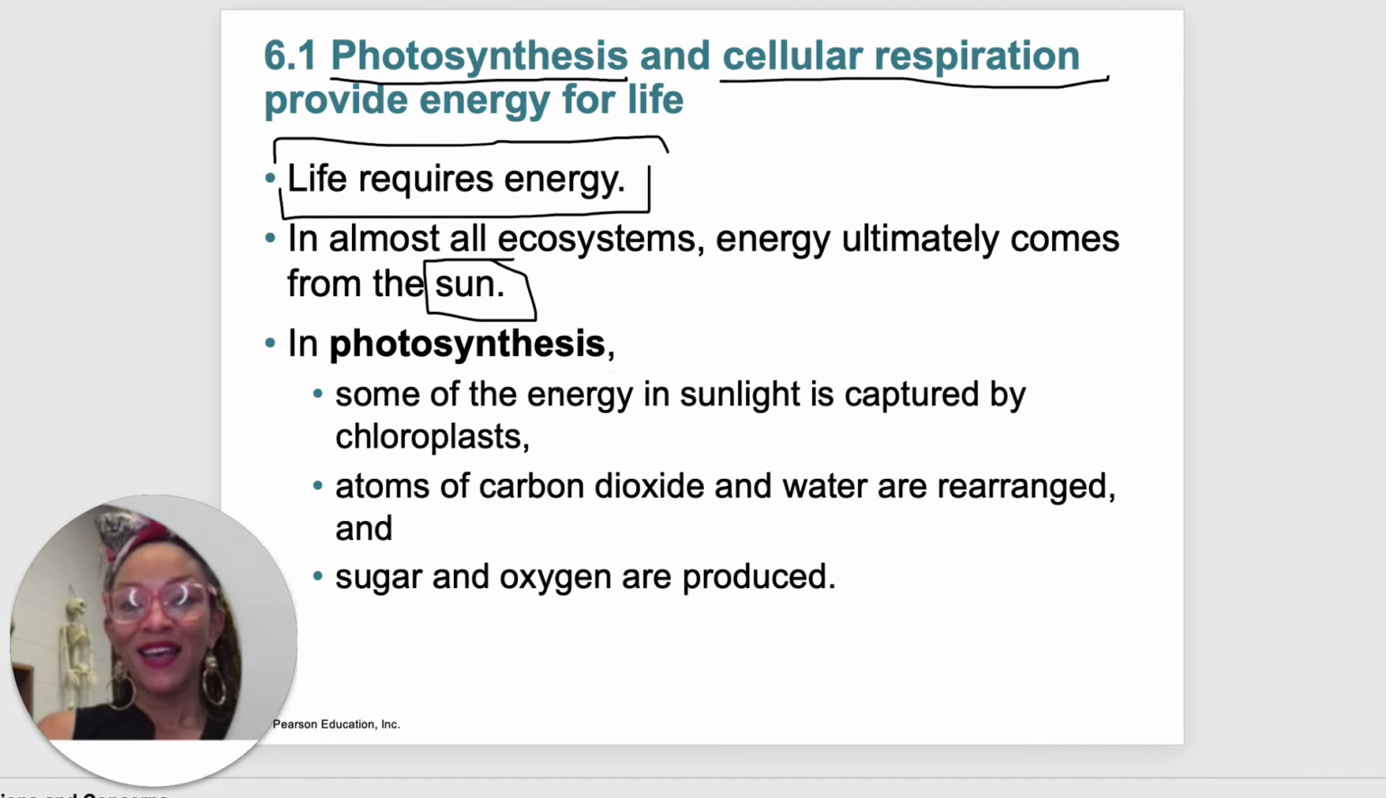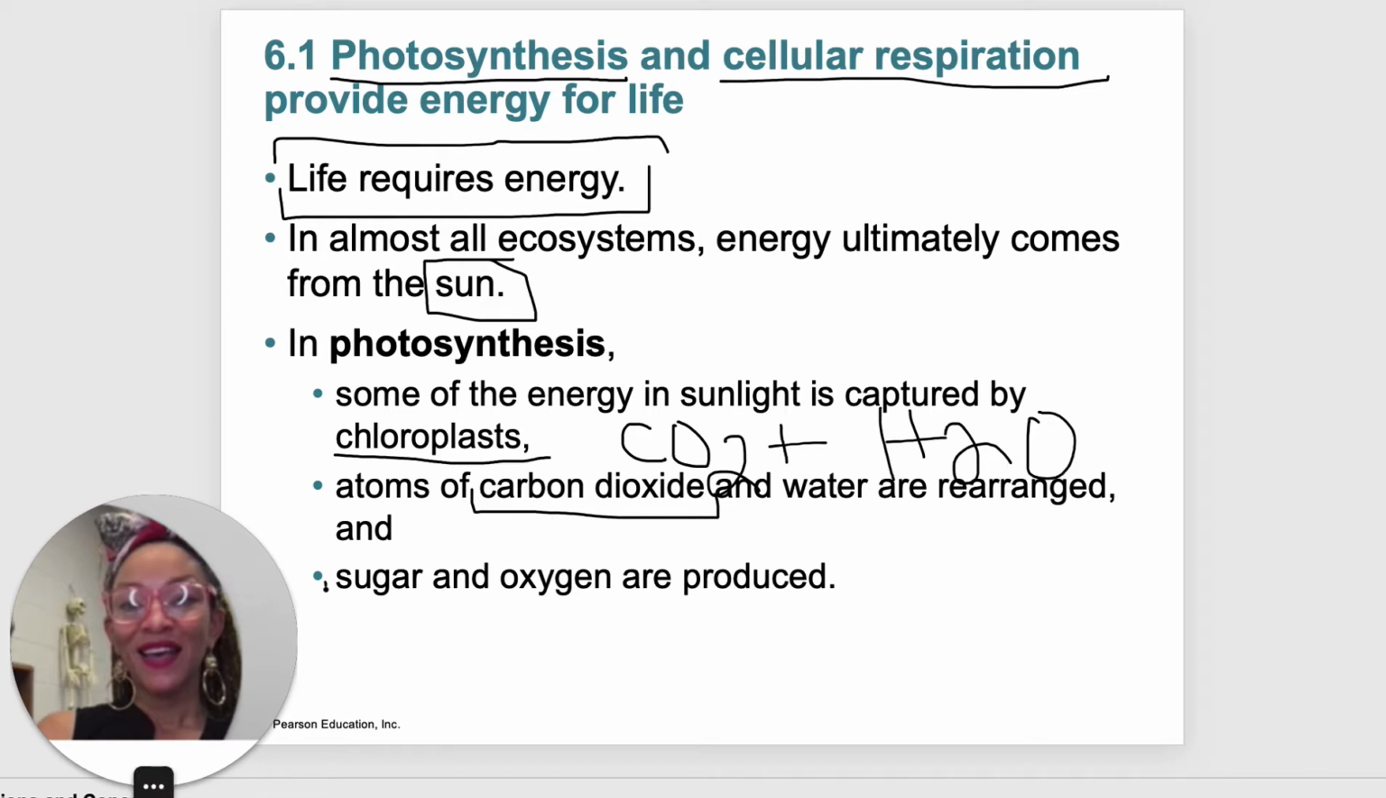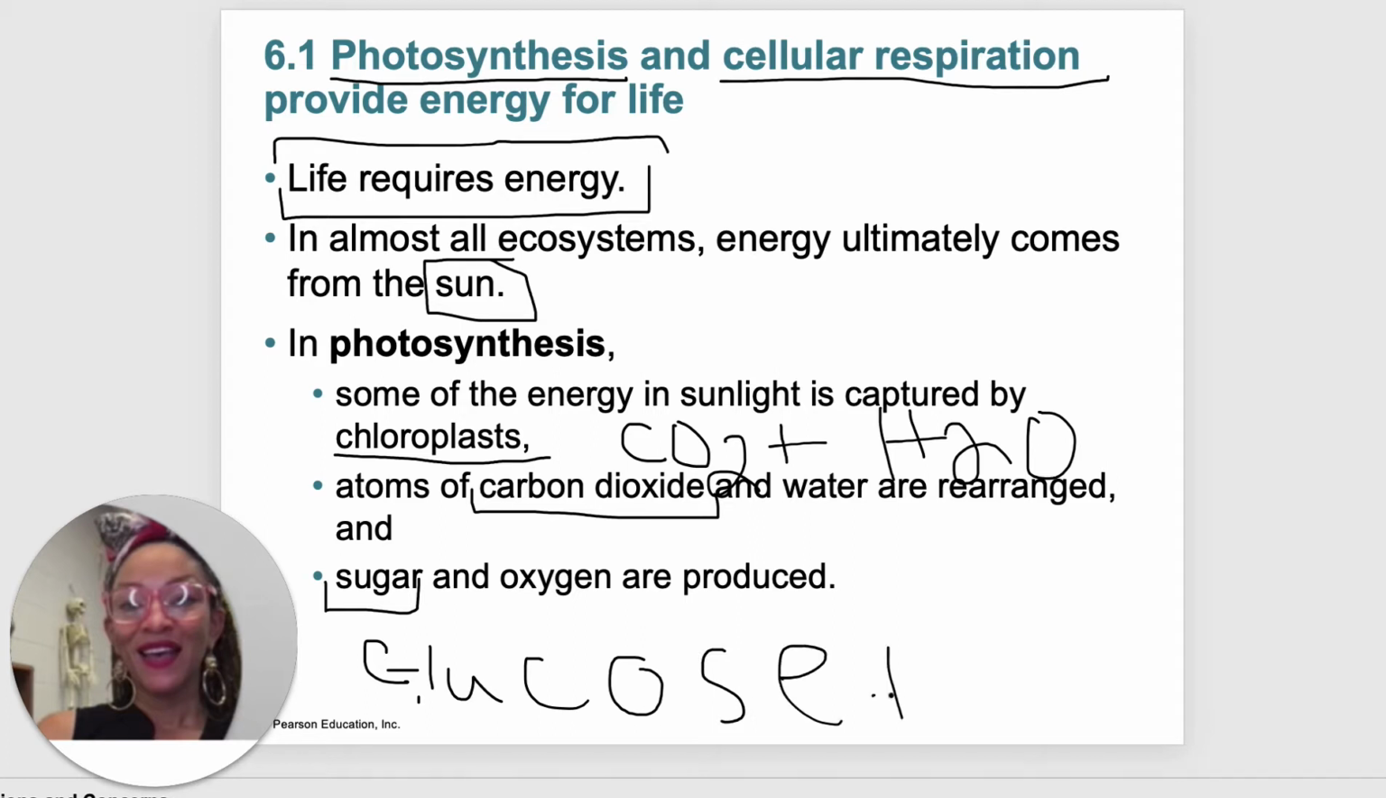So in photosynthesis, different plants, cyanobacteria, and some algae take this sun energy. It's captured by something called a chloroplast. And these atoms of carbon dioxide, which is CO2, and water are rearranged to form things that we actually take into our bodies: the sugar, also known as glucose, and oxygen. So I'll put glucose plus oxygen, which is O2, right? These are things that we take into our bodies to actually produce energy and to live.